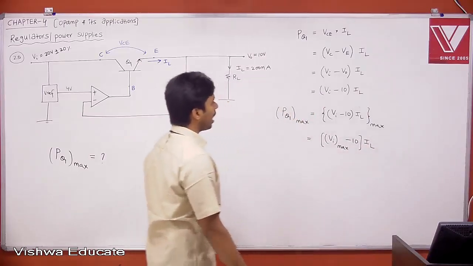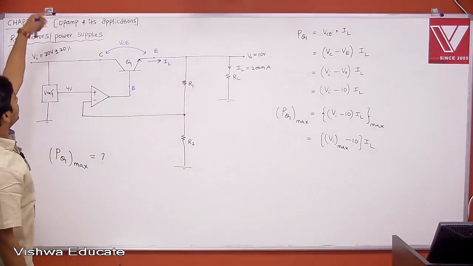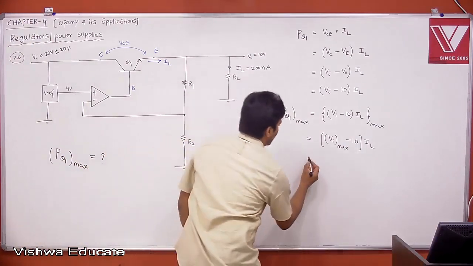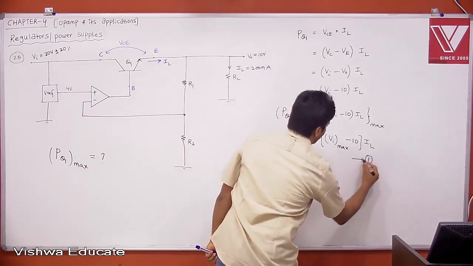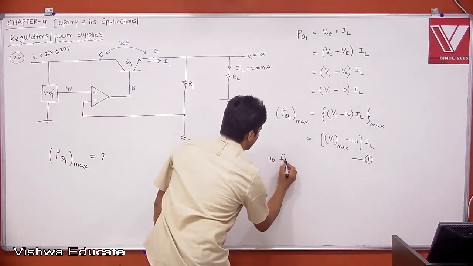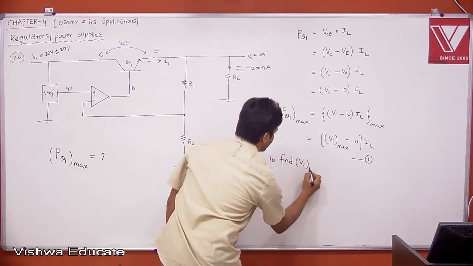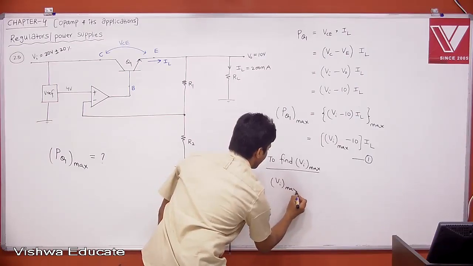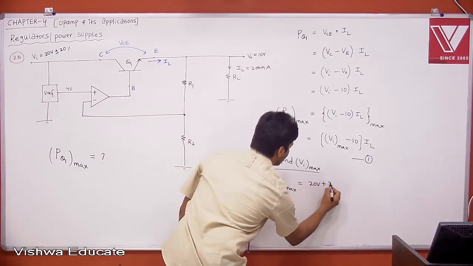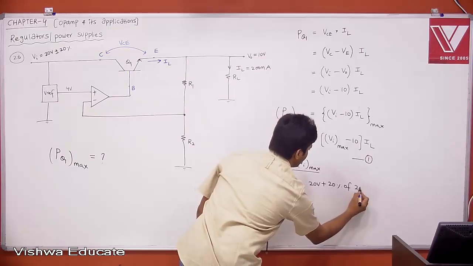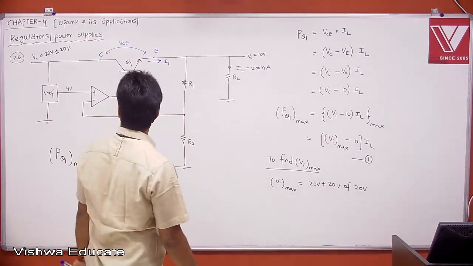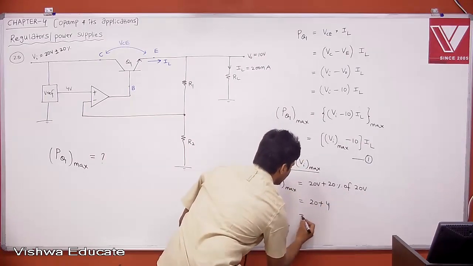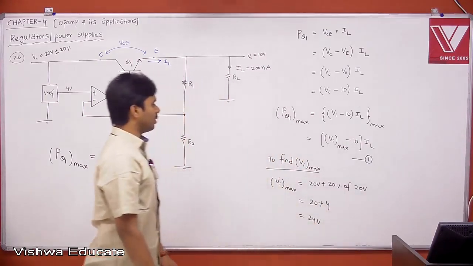Right? What is VI max? 20 volt plus 20%. That is the maximum voltage you can see at the input. Right? Therefore, this is equation 1. To find VI max. VI max is equal to 20 volt plus 20% of 20 volt. That is your maximum voltage. Right? Therefore, 20 plus 20% of 20 is 4, which is nothing but 24 volt. This is your VI max.